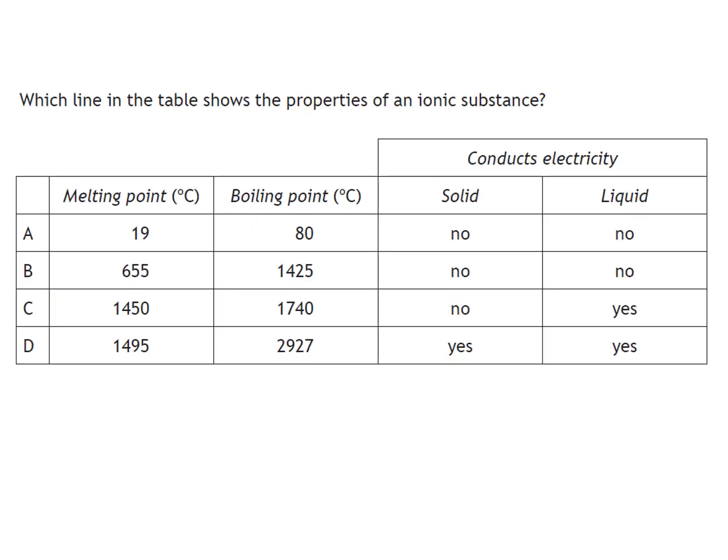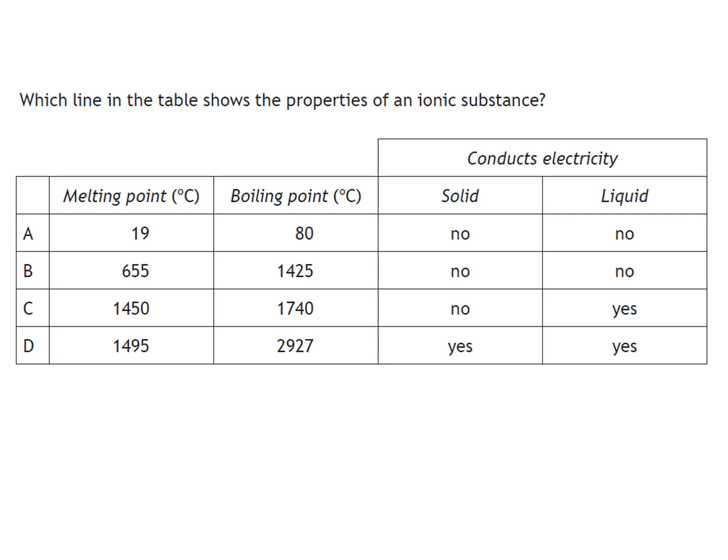So this gives us an idea of the sort of question that we can expect to answer. So the question says, which line in the table shows the properties of an ionic chemical? So we have 4 chemicals, A, B, C and D, and then we've got 4 things about them. We've got their melting point, their boiling point, whether they conduct electricity when they're a solid, and whether they conduct electricity when they're a liquid.